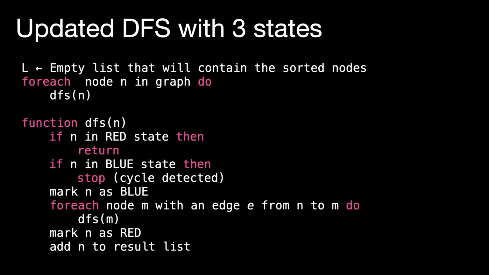If none of them, it means this node is in the white state, and we should process it. Then we first mark it as blue, and start the processing and recursion of it. We will traverse all its outgoing neighbor nodes, and do DFS for each of them. After that, we consider this node done with the recursion, mark it as red, and put it into the result list.